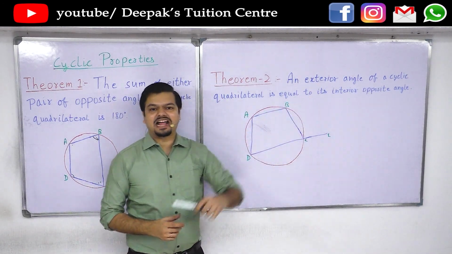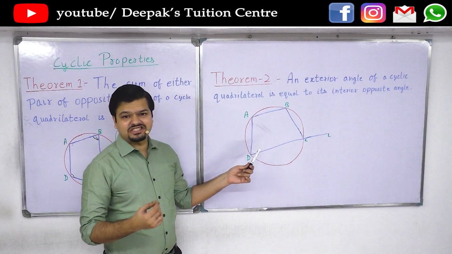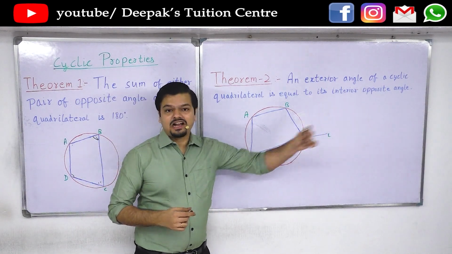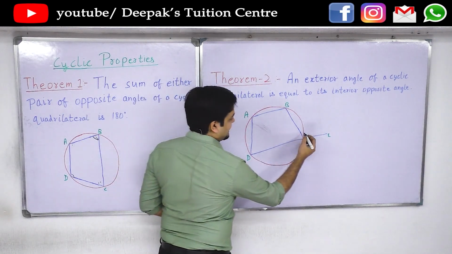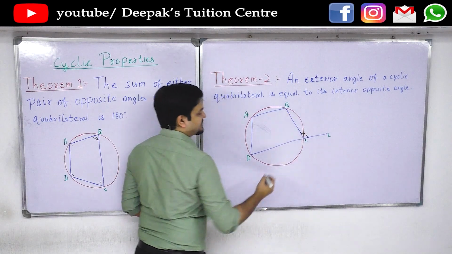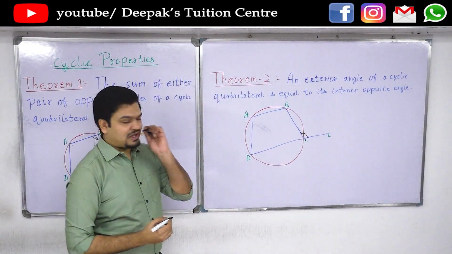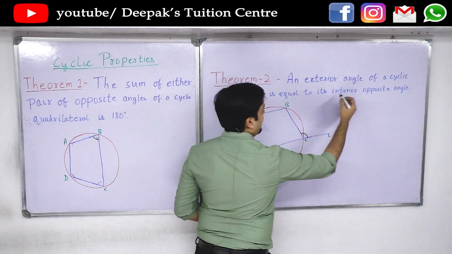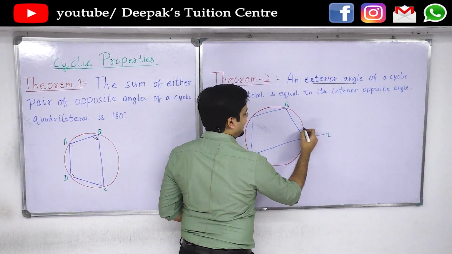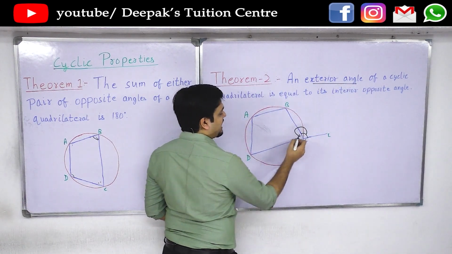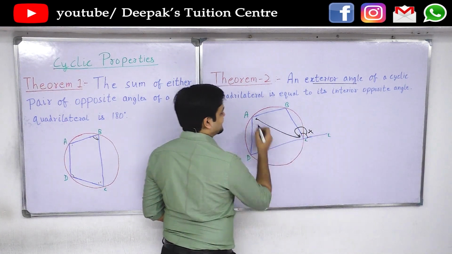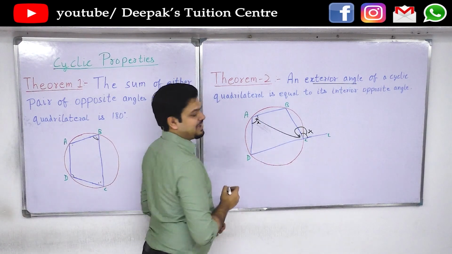The second theorem is: an exterior angle of a cyclic quadrilateral is equal to its interior opposite angle. So what is an exterior angle? If you extend one side of a quadrilateral outside and produce it, suppose to E, then the angle formed outside the quadrilateral is called the exterior angle. So the exterior angle of a cyclic quadrilateral is equal to its interior opposite angle. So if this angle is x, then this angle will also be x.